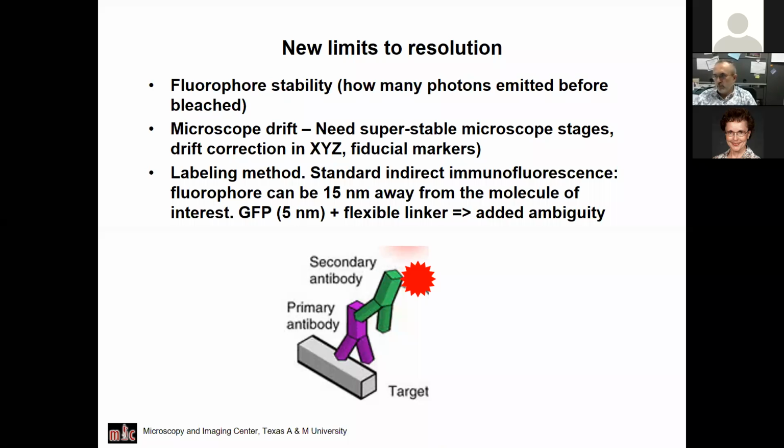your resolution. The other issue, of course, is that now we're looking at resolutions on the scale of nanometers. How stable is your microscope, and is the sample or the stage on your microscope drifting? There are all sorts of ways to correct that, but that's something that any super resolution technique has to deal with. And of course, one of the big limitations is how you label your sample.